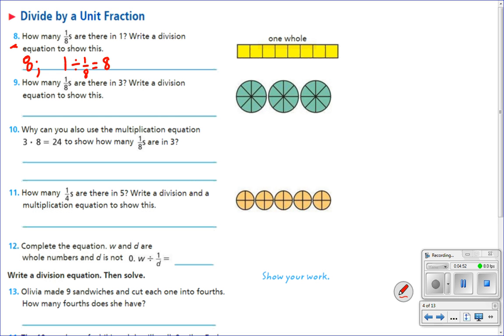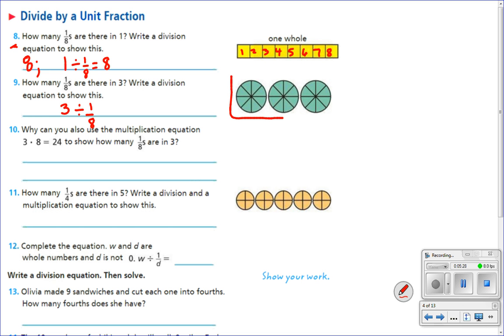Hopefully you're able to see that as a picture. Here you have a whole. 1, 2, 3, 4, 5, 6, 7, 8. Each one of those is considered an eighth. So 1 divided by 1/8 equals 8. You have 8 eighths that make a whole. Now, how many eighths are there in 3? So it would be 3 divided by 1/8.